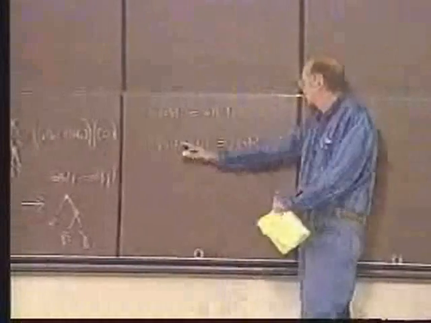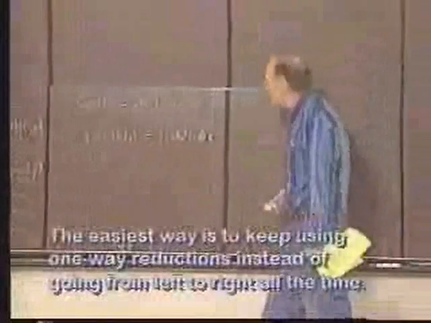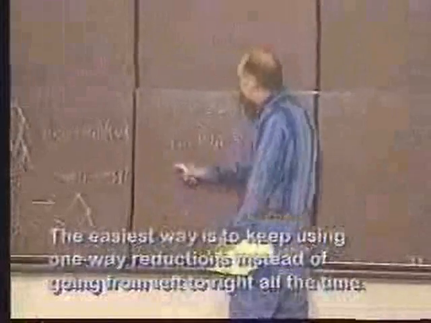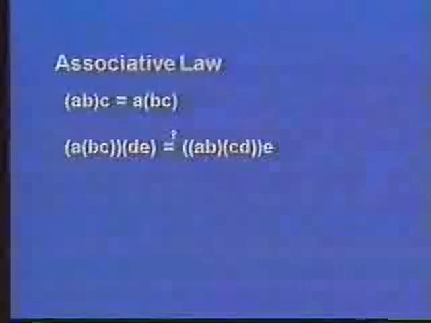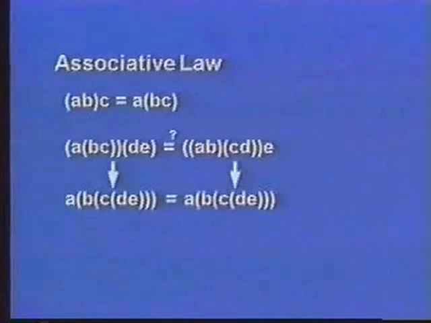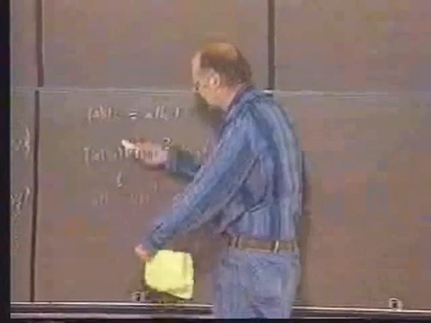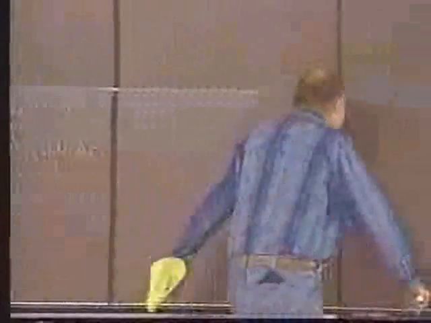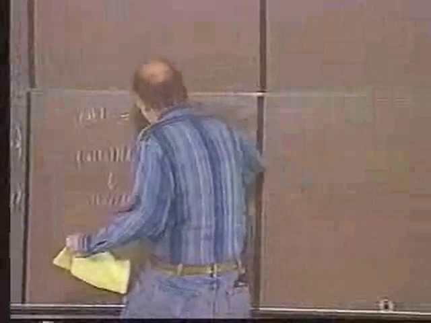You could fiddle around and get from one to the other. But the easiest way is to keep using one-way reductions instead of going from left to right all the time. Just take this all the way down until finally this becomes A times B times C times DE in a sequence of reductions, and this also becomes A times B times C times D E in a sequence of reductions. And so these are equal, and these are equal, therefore the original formulas were equal. Well, that's one special case of the Knuth-Bendix algorithm.